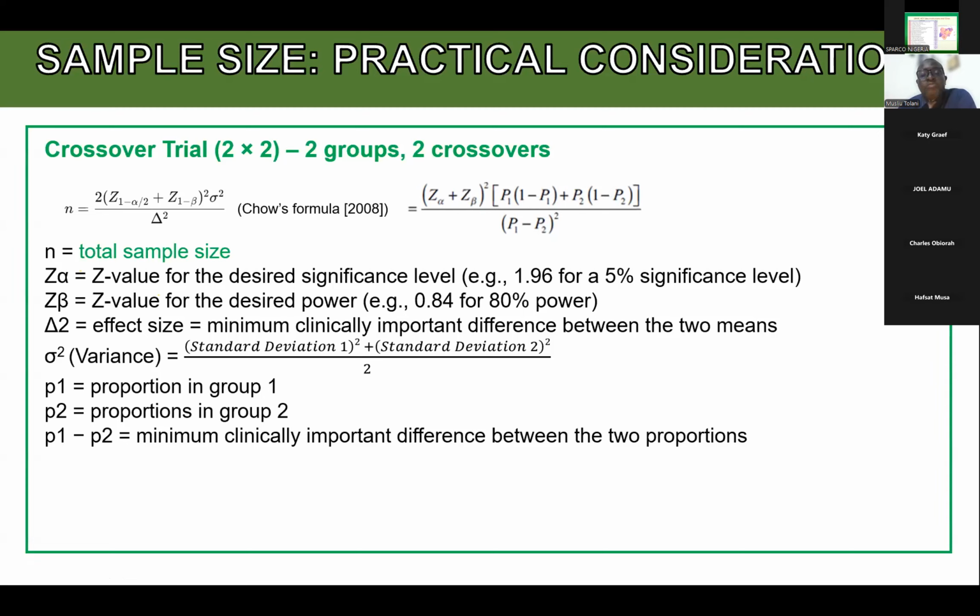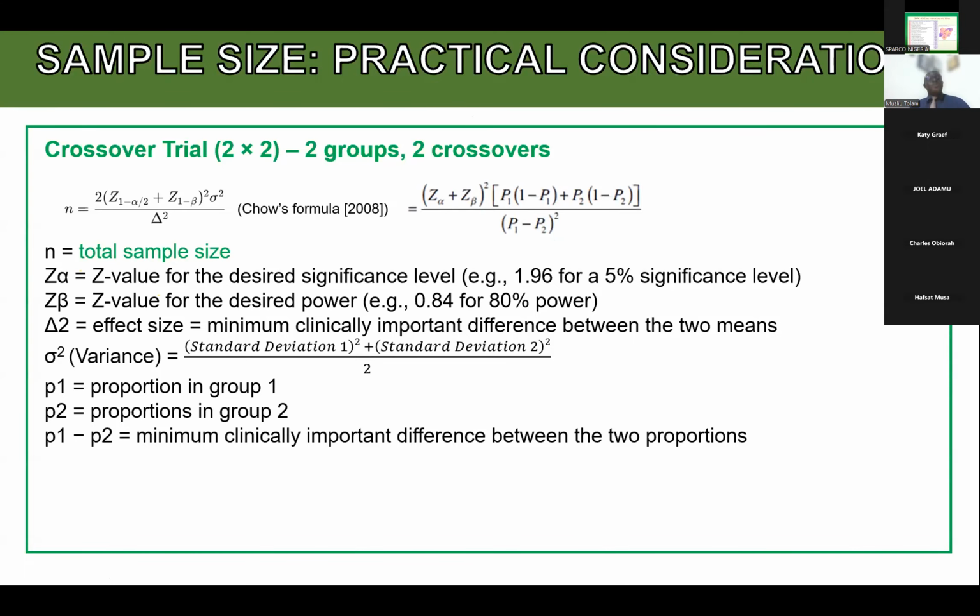For comparison of proportions, we'll see that we have to account for both the proportion in the first group and the proportion in the second group, and then subtract the proportion between the two groups, in place of the standard deviation and the effect size in the comparison of means formula.